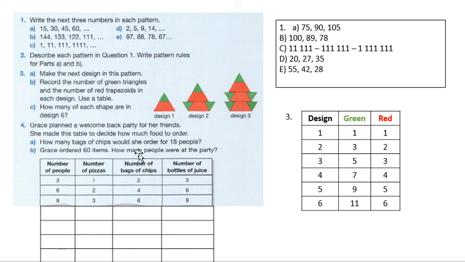Number 4. Grace planned a welcome back party for her friends. She made this table to decide how much food to order. Question A. How many bags of chips would she order for 18 people?